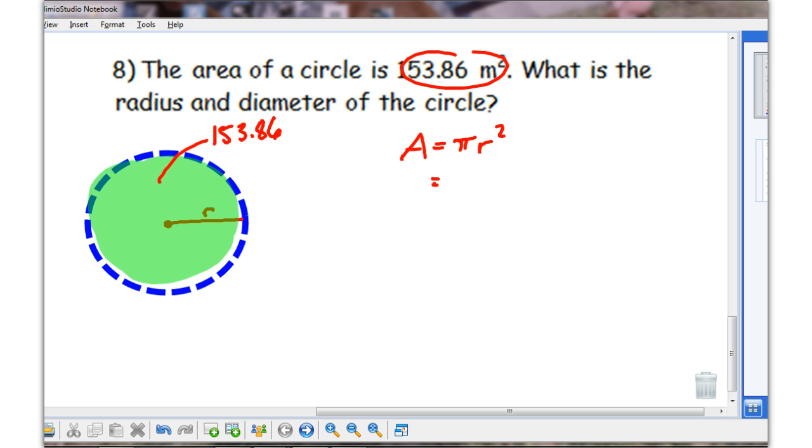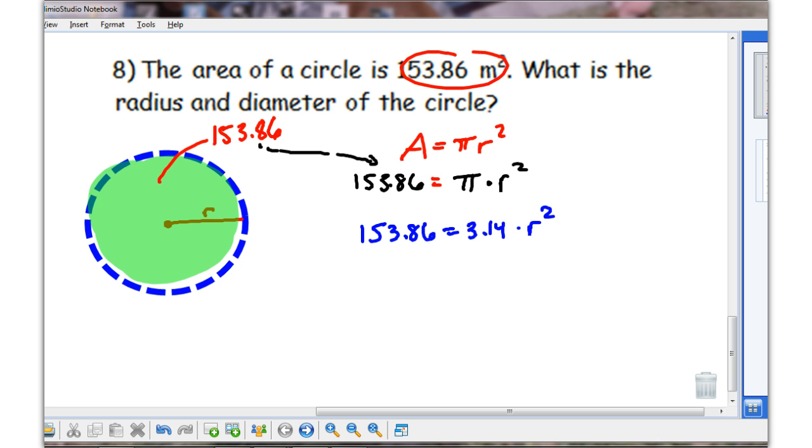So we'll start with our area of a circle formula, because that's what we're talking about. Area is pi r squared. And we're going to substitute in that area for the formula, 153.86. And then we have pi times r squared. And we don't know what the radius is, but we can use this to figure it out. So essentially what we have to do, and we can think about this as 3.14.